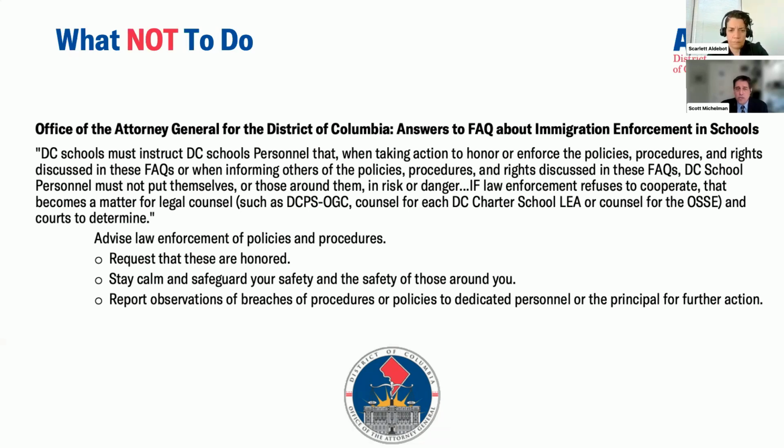Instead, you may advise law enforcement of policies and procedures and request that those are honored. It's advisable to stay calm and safeguard your safety and the safety of those around you, and then report any violations of policies to dedicated personnel or your school principal for further action. Sometimes it is necessary to challenge these things later. They cannot be enforced in the moment.